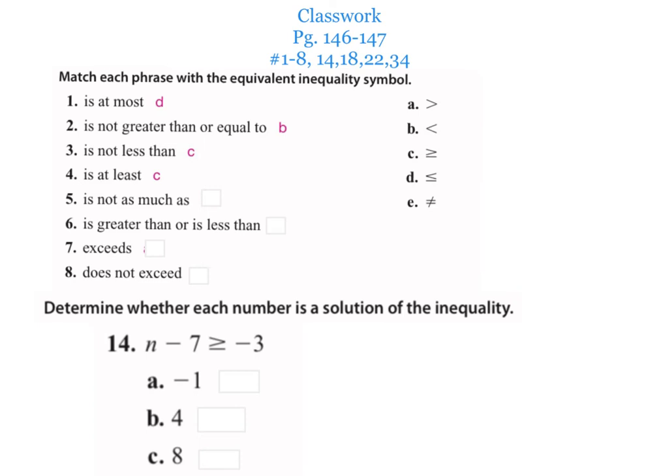If you want your grade to be at least a 90, it means you want it to be greater than or equal to 90. "Is not as much as" is going to be less than. It doesn't include it, and it's not as much as it. "Is greater than or is less than" is going to be not equal to. "Exceeds" means it has to be larger. "Does not exceed" means it has to be smaller or equal to.